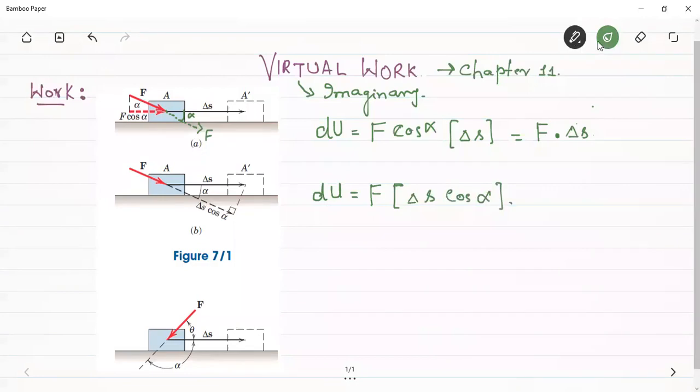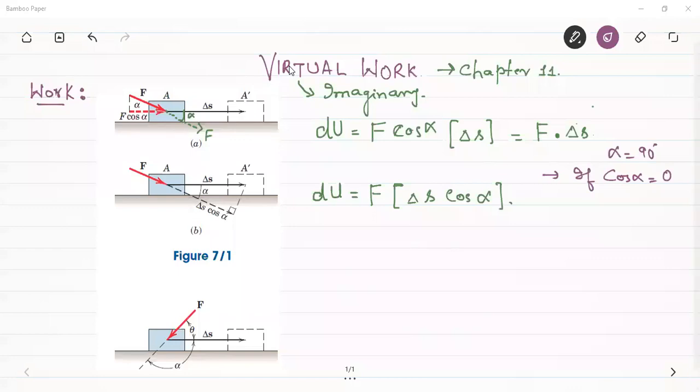And we can also see from these two relations that if alpha is 90 degrees, then cos alpha will be 0. So we know that if the displacement and the force are perpendicular to each other, orthogonal to each other, then no work will be produced.